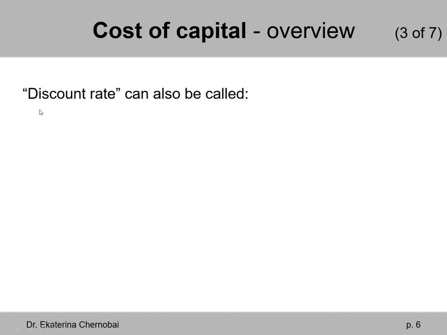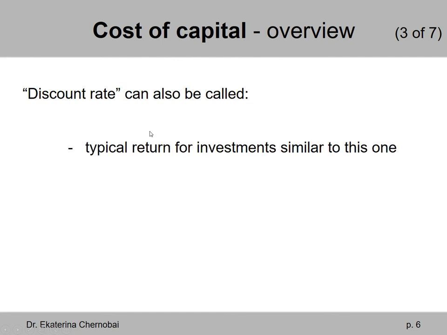Once again, a common sort of problem in finance, or at least that's what a lot of students always complain about, is the same thing can have so many different names. Well, it's coming up again. Discount rate can also be called a typical return for investments similar to this one, or a required return on an investment. We saw a whole bunch of other terms like when we talk about bonds, we say yield to maturity.